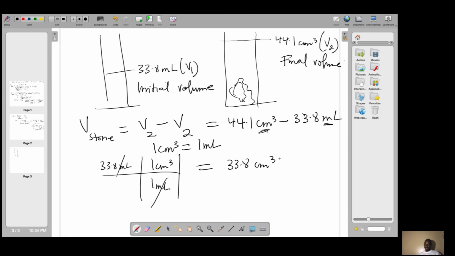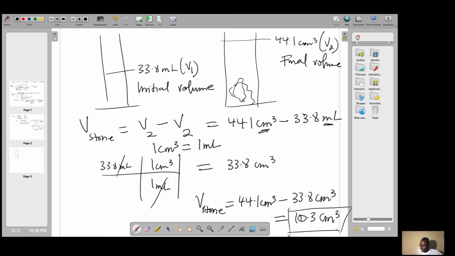So now to get the volume of my rock, volume of stone is equal to 44.1 cubic centimeters minus 33.8 cubic centimeters. If I do this, I'm going to get 10.3 cubic centimeters. Since I'm subtracting, it should be in the least number of what? Decimal places. They both have just one decimal place, so this is 10.3.